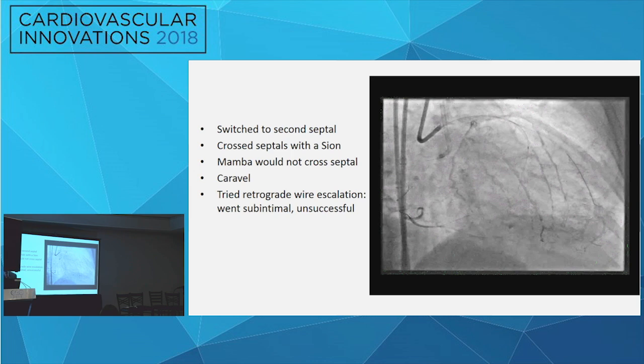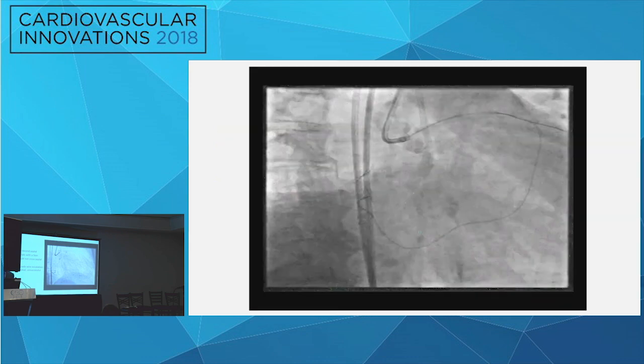So now that our retrograde wire was there, we thought, okay, let's try a wire escalation technique initially. But again, even though the lesion and the subtotal occlusion was fairly short, our wire continued to go subintimal, and we really were not successful.